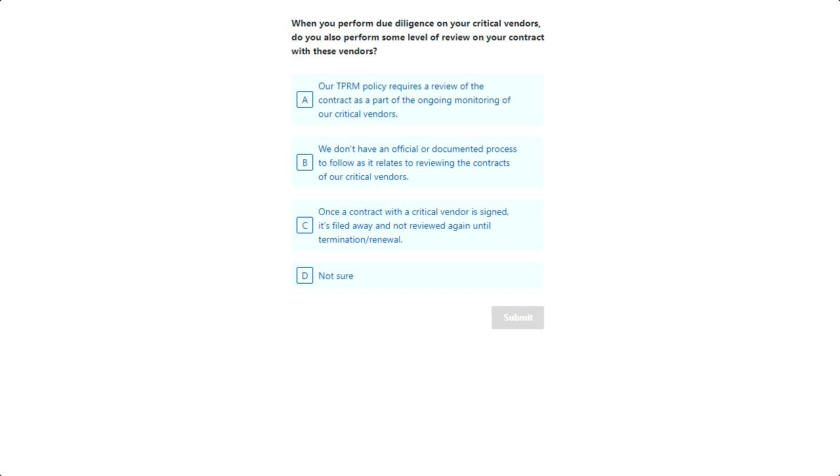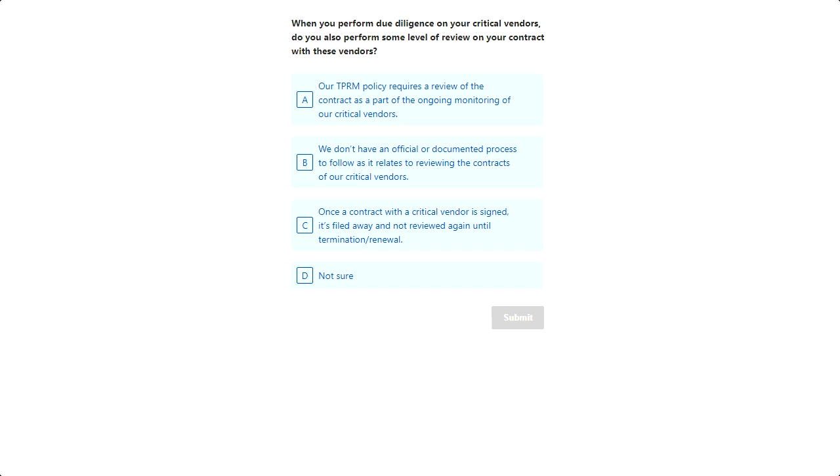Our next poll question is, when you perform due diligence on your critical vendors, do you also perform some level of review on your contract with these vendors? Our third-party risk management policy requires a review of the contract as part of the ongoing monitoring of our critical vendors. We don't have an official or documented process to follow as it relates to reviewing the contracts of our critical vendors. Once a contract with a critical vendor is signed, it's filed away and not reviewed again, or not sure. Kelly, here is another question from the audience.